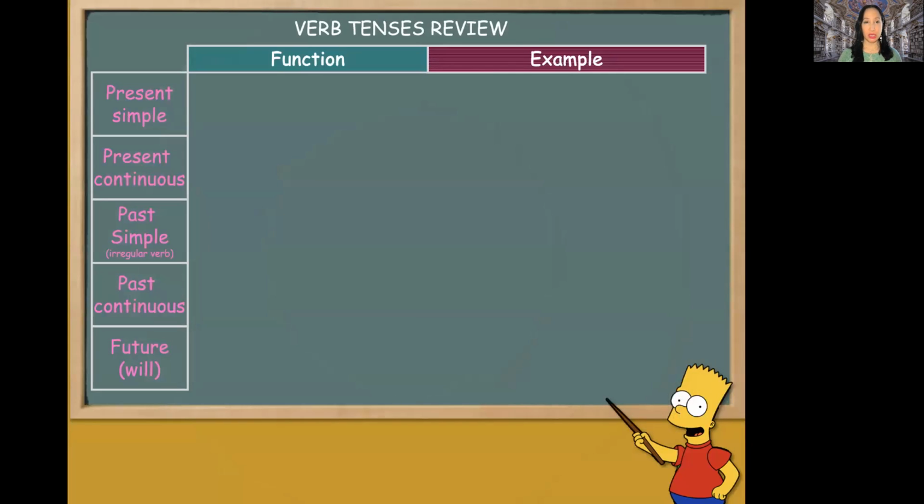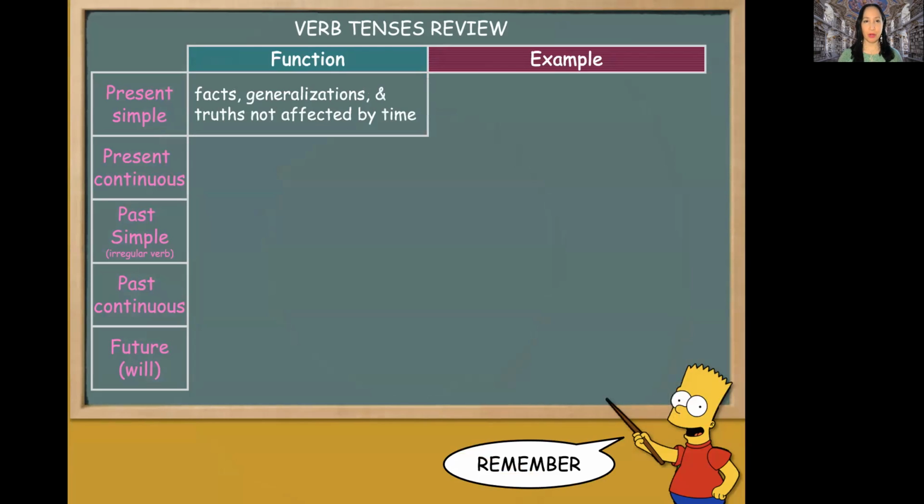Okay, so here are some functions and some examples, just in case you forgot. So remember, the function of the present simple verb tense is we use it for facts, generalizations, and sometimes truths not affected by time in general. An example would be, she writes a lot of papers for her classes.